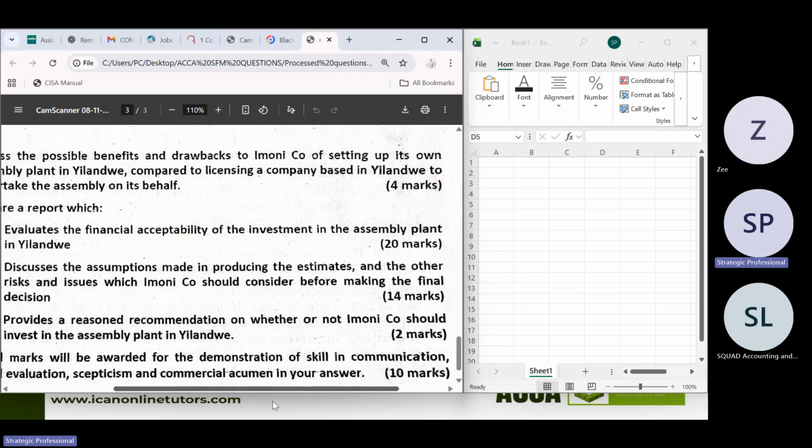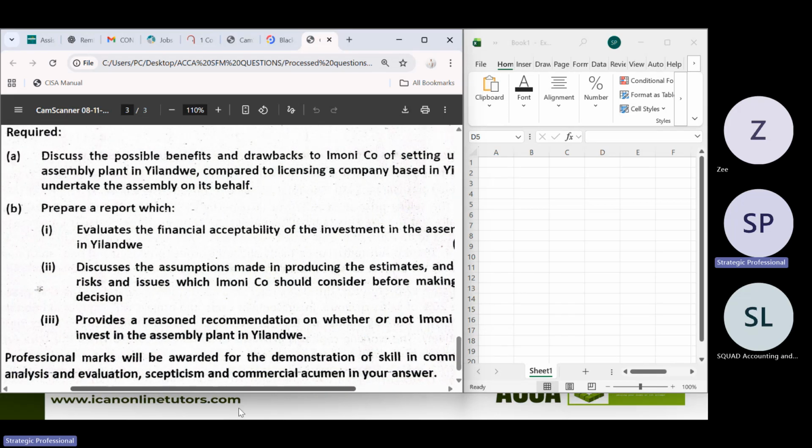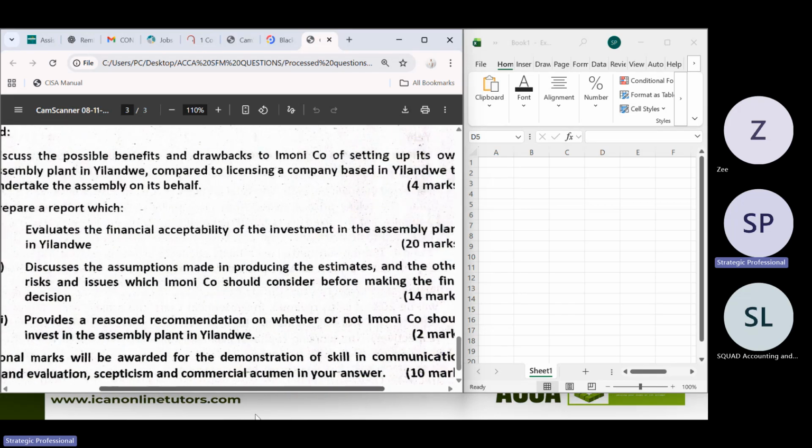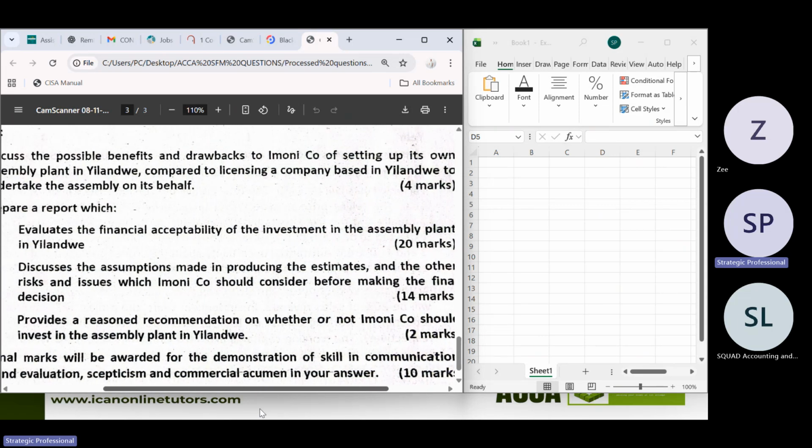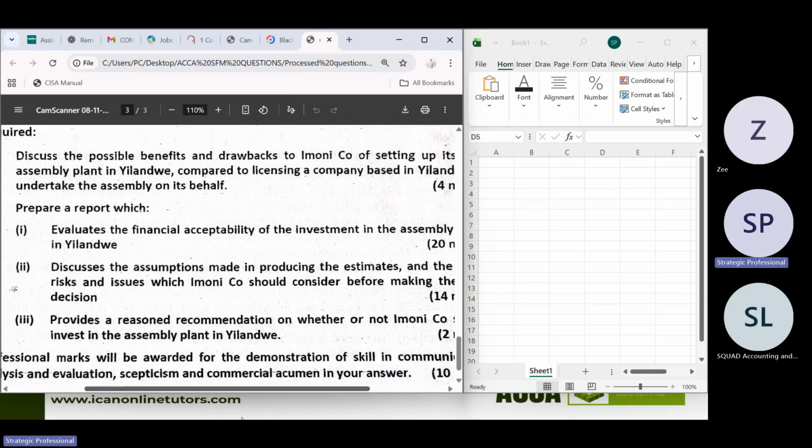Discuss the assumptions made in producing the estimates and the other risks and issues which Imonico should consider before making the final decision. Provide a reasonable recommendation whether or not Imonico should invest in the assembly plant.